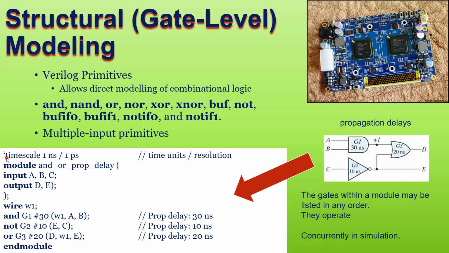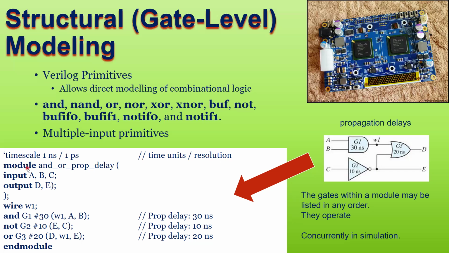Okay, so the first command that you start with is a time scale of 1 nanosecond. The propagation delay is expressed in nanoseconds, per picosecond. So there is a resolution: this 1 picosecond is the resolution, and the propagation delays are expressed in nanoseconds. So these are the comments, time units. I have defined it in nanoseconds, and the resolution is in picoseconds.